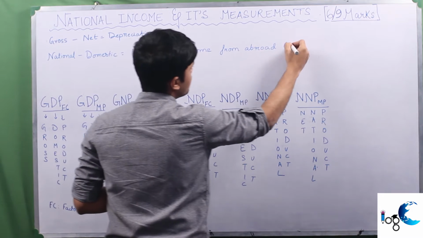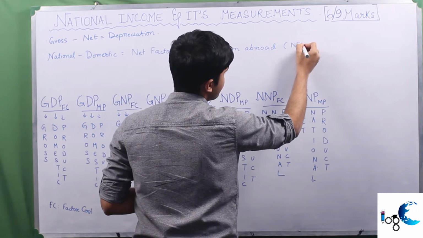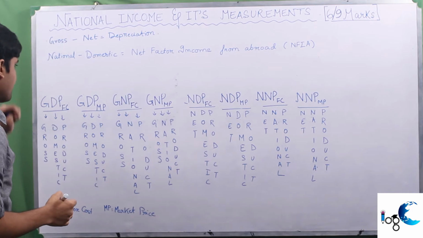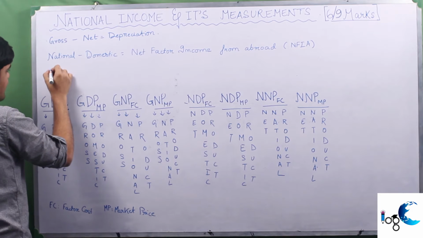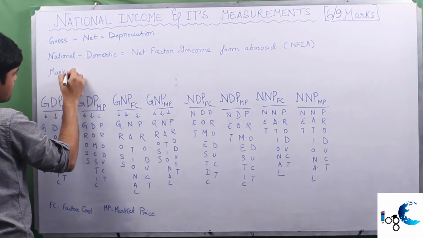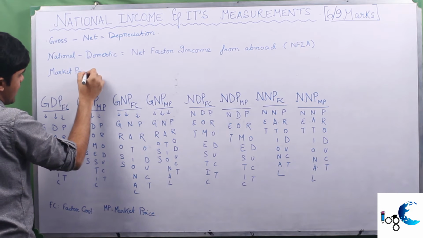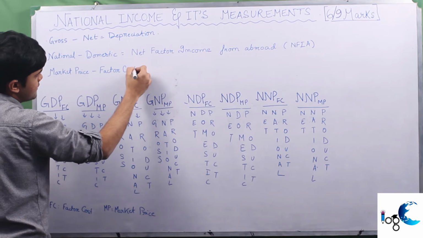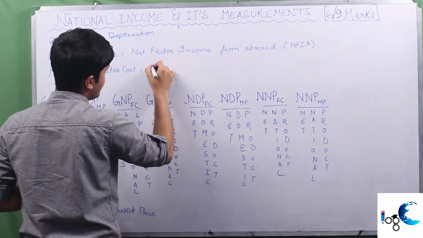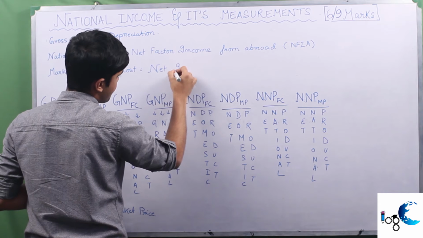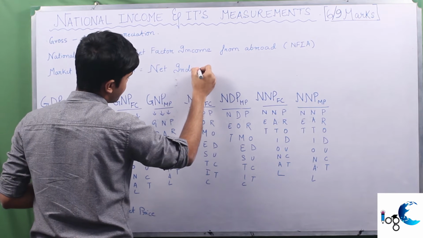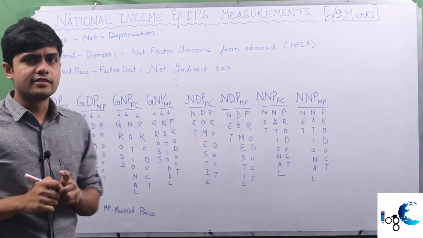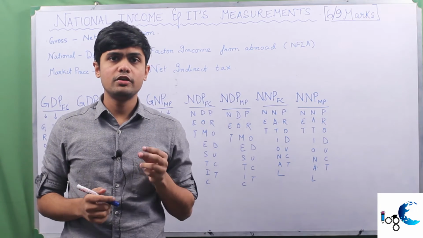Or in short form it is called NFIA, net factor income from abroad. The difference between market price and factor cost is net indirect tax. So these are the three most empirical relationships that you need to remember.